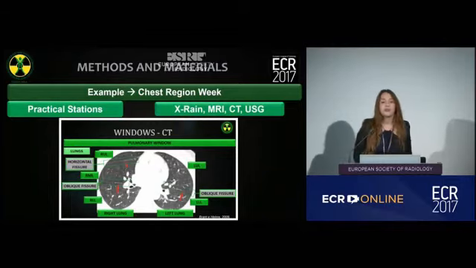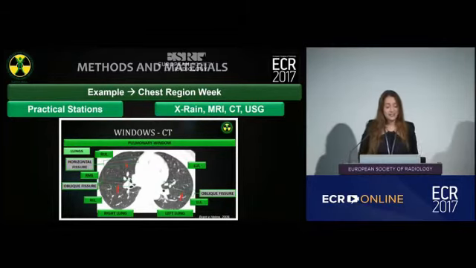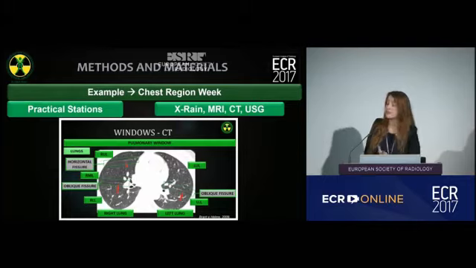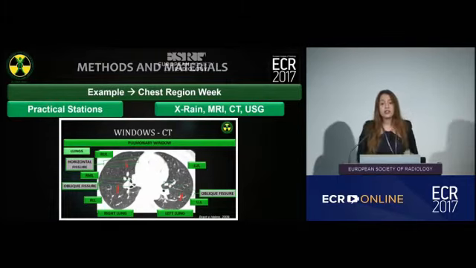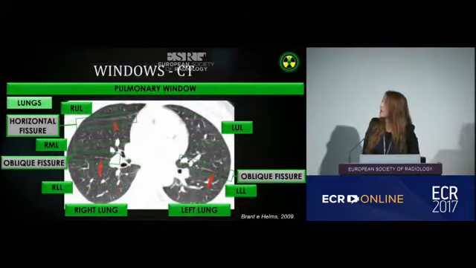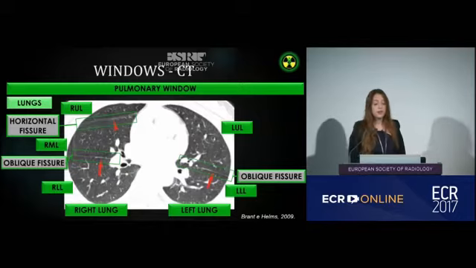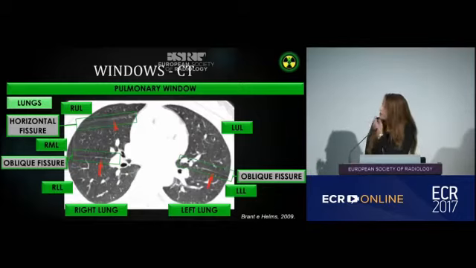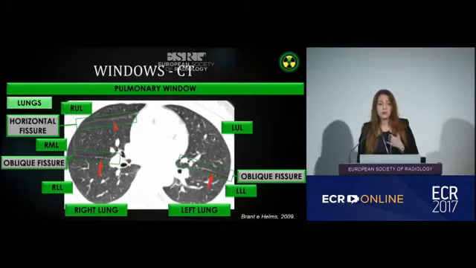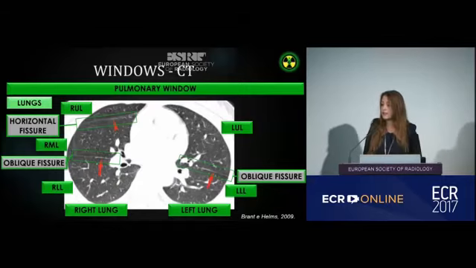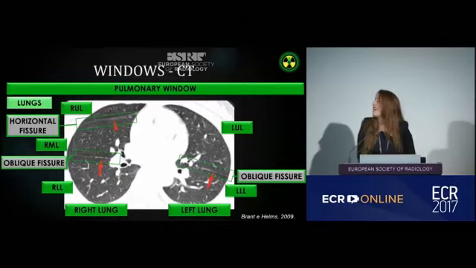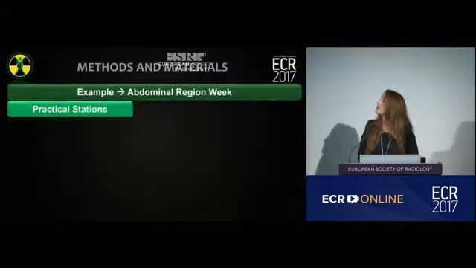When the theoretical class is over, it's time to practice, right? The practice stations of this week, chest region, are about CT, USG, MRI, and X-ray. In this slideshow, we are talking about the windows in a CT, and we are talking about the pulmonary window, and we mentors ask the students what they can see. They should say lungs, right? And talk about the fissures and the lobes they can see on that CT.